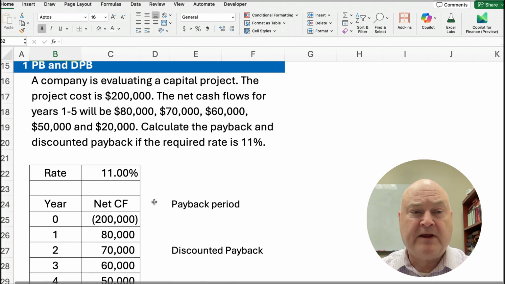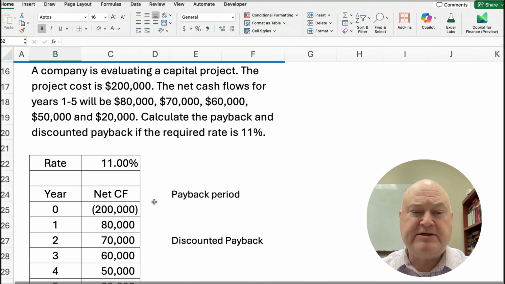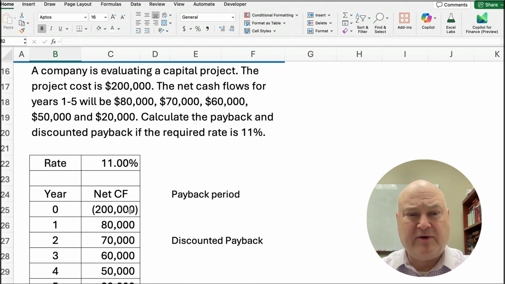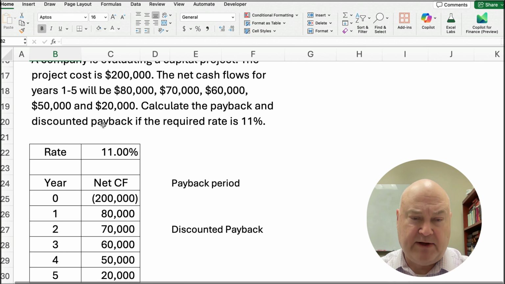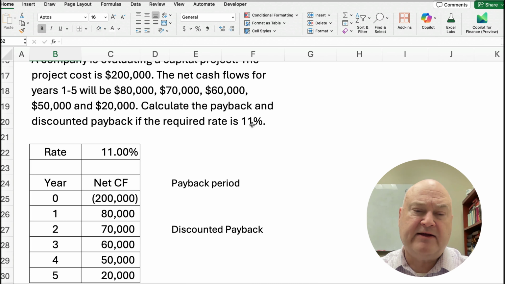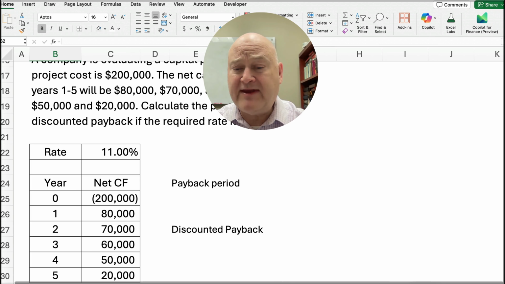So let's do a problem where we have a little capital project that costs $200,000. Now I have similar numbers where we calculated NPV and IRR. I just separated this into two different videos here. So we have a capital project that costs $200,000, and we're going to receive cash flows of $80,000, $70,000, $60,000, $50,000, and $20,000. And what is the payback period? Now, payback period does not require a discount rate or required rate, but if we do discounted payback, then it does have a required rate that we need.